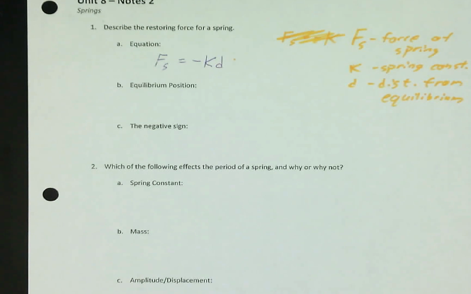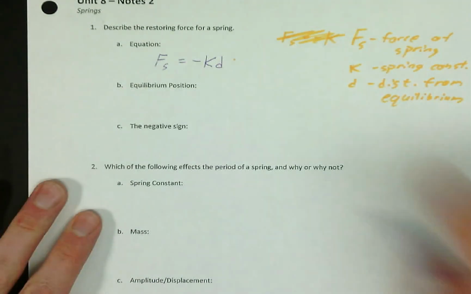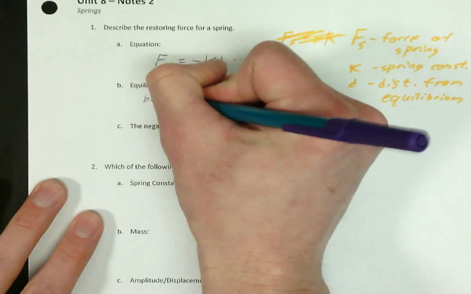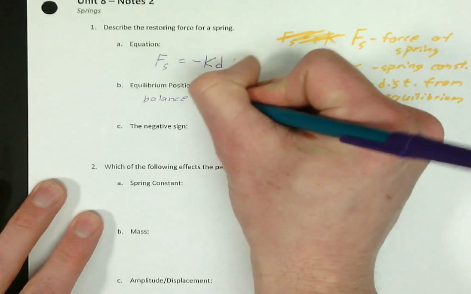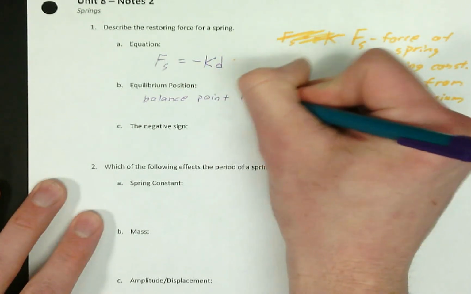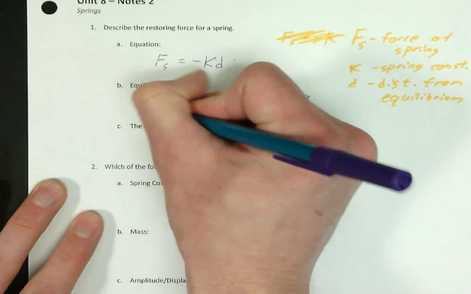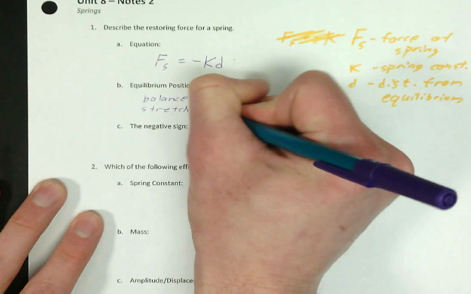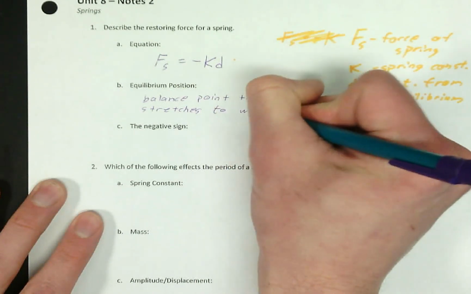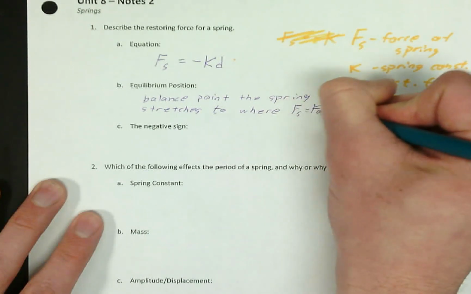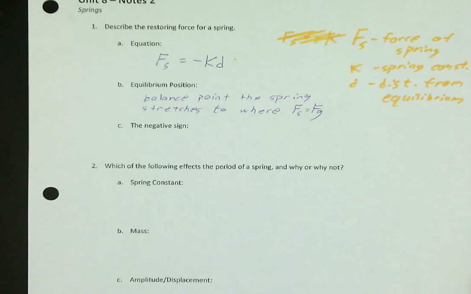All right, so that's just a reminder of the equation. Nothing new there. When we're talking about equilibrium for a spring, equilibrium is kind of the balance point. The spring stretches to where Fs equals Fg. So where the spring force and the gravity force are the same.